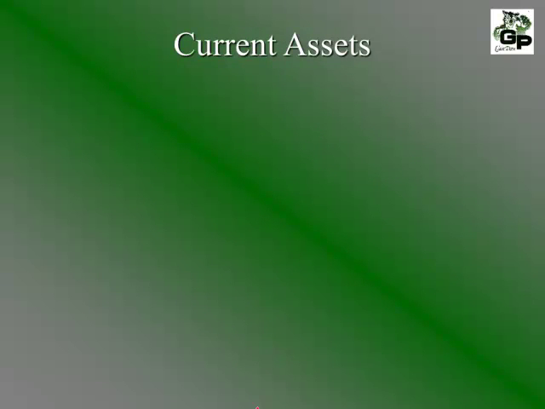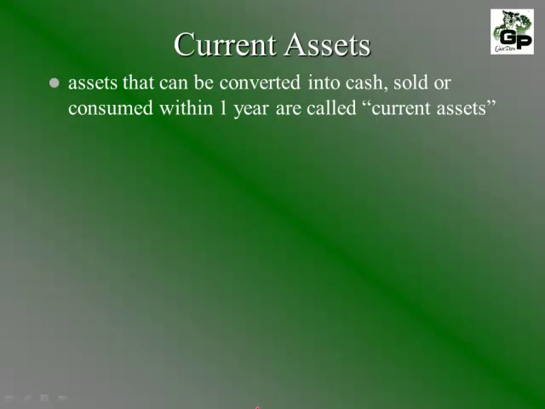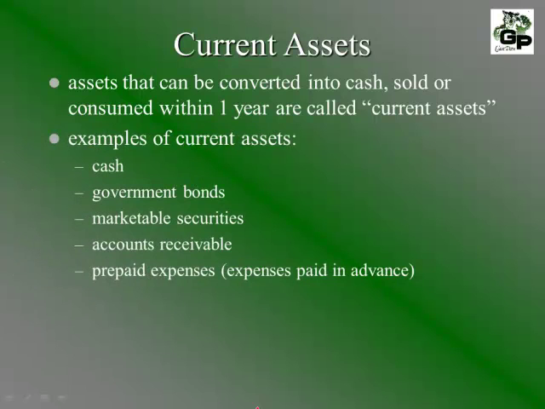First of all, what are current assets? These are assets that can be converted into cash, they can be sold, or they can be used up within a year. Some examples of current assets are cash, which obviously can be converted into cash instantly, government bonds, marketable securities, these are stocks or shares, and accounts receivable, and prepaid expenses, which we haven't studied yet. We'll be studying them in a later unit. Suffice it to say, expenses that are paid in advance, and we can turn those into cash relatively quickly.